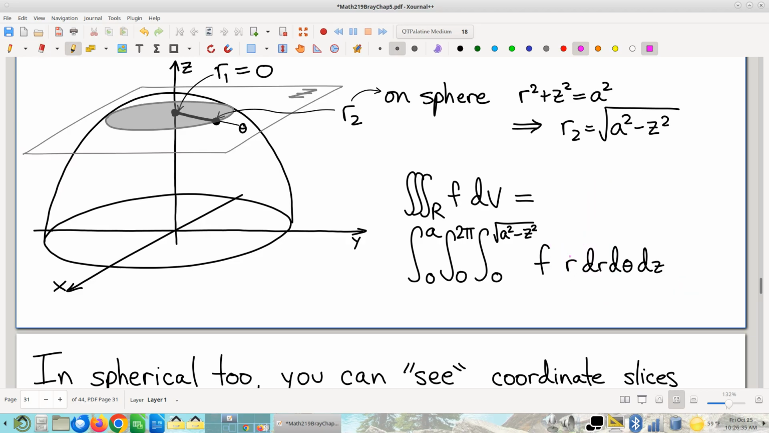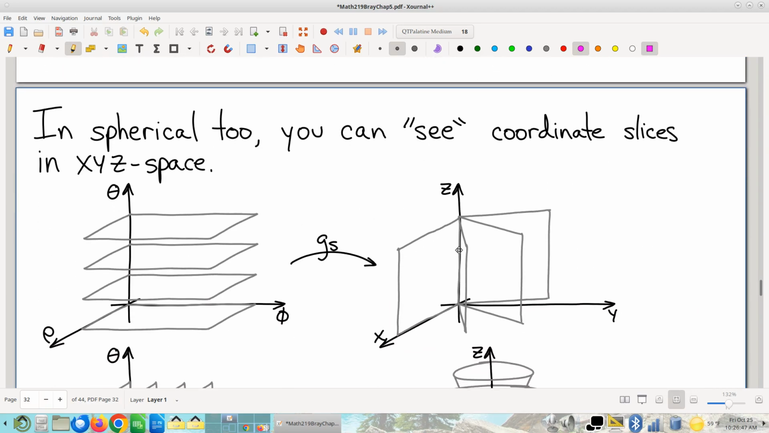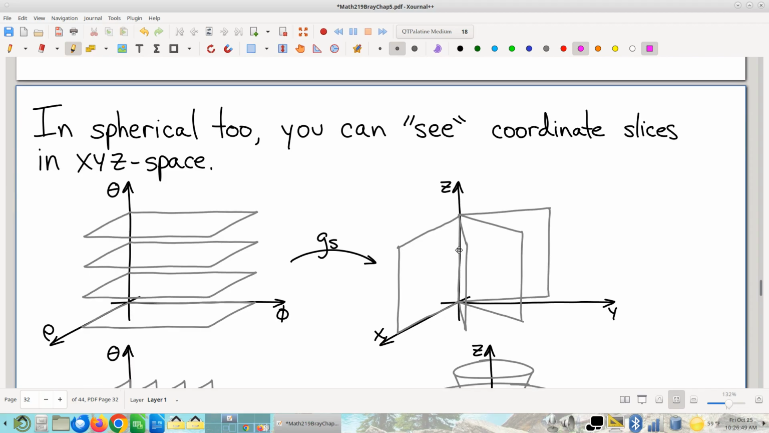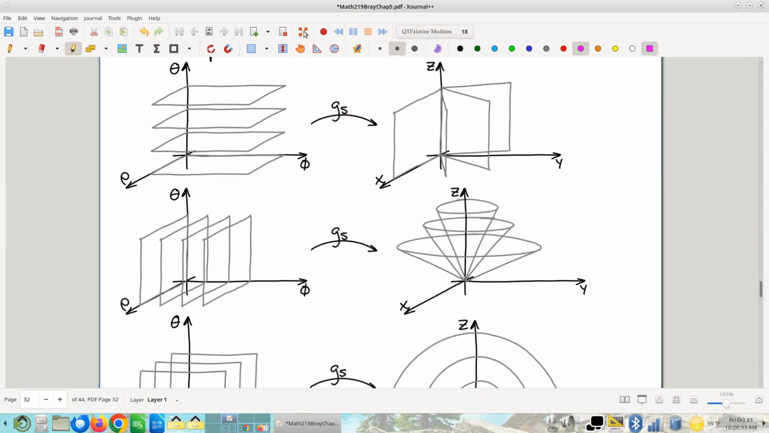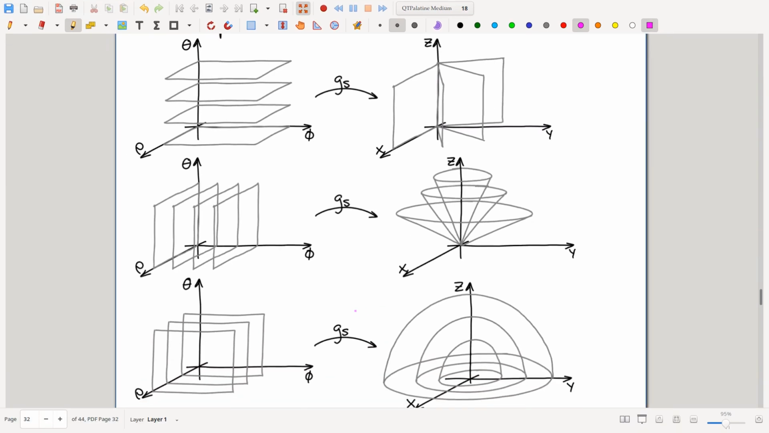Okay. So cylindrical coordinates, a lot like polar coordinates. Different geometry, but same basic structure of strategy. Same with spherical coordinates. Again, we just have to think about what do the slices look like, and let me go ahead and zoom. So what do these slices look like?